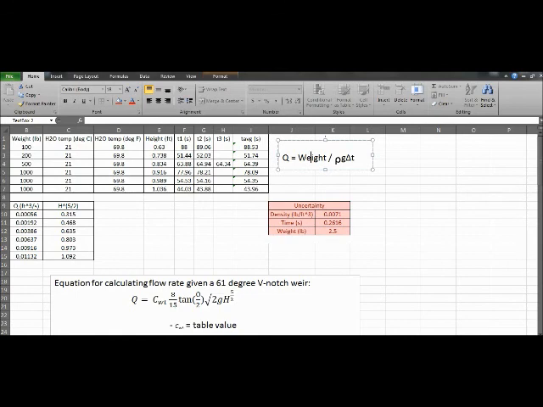So what we ended up doing with this is coming over here and calculating flow rates in relation to height using this equation, which is a calibration for this particular weir.